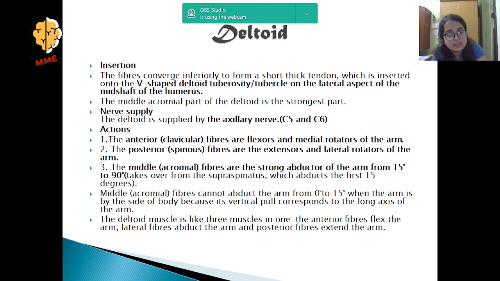Anterior fibers flex the arm at the shoulder joint. The middle or the lateral fibers abduct the arm, and the posterior fibers extend the arm. Basically, extension along with lateral rotation and flexion along with medial rotation.